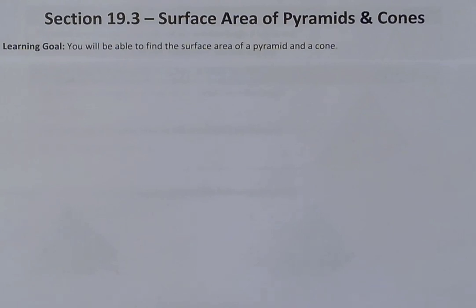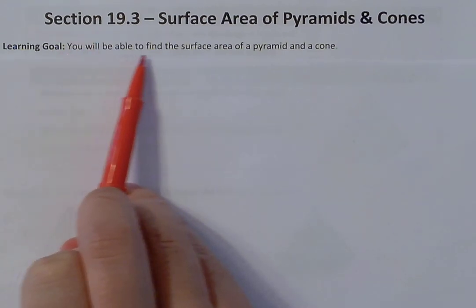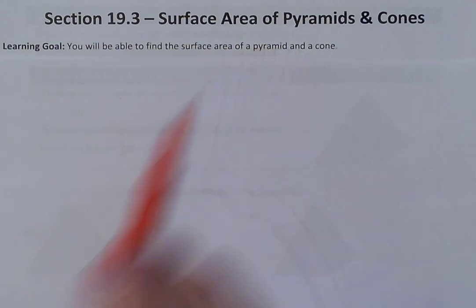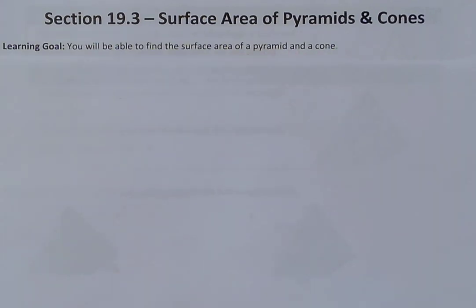For today's lesson, we're going to be taking a look at section 19.3, which is going to deal with surface area of pyramids and cones. Now, for today's lesson, we have one learning goal, and our learning goal for today is that you will be able to find the surface area of a pyramid and a cone. So we're going to jump back into looking at pyramids and cones.